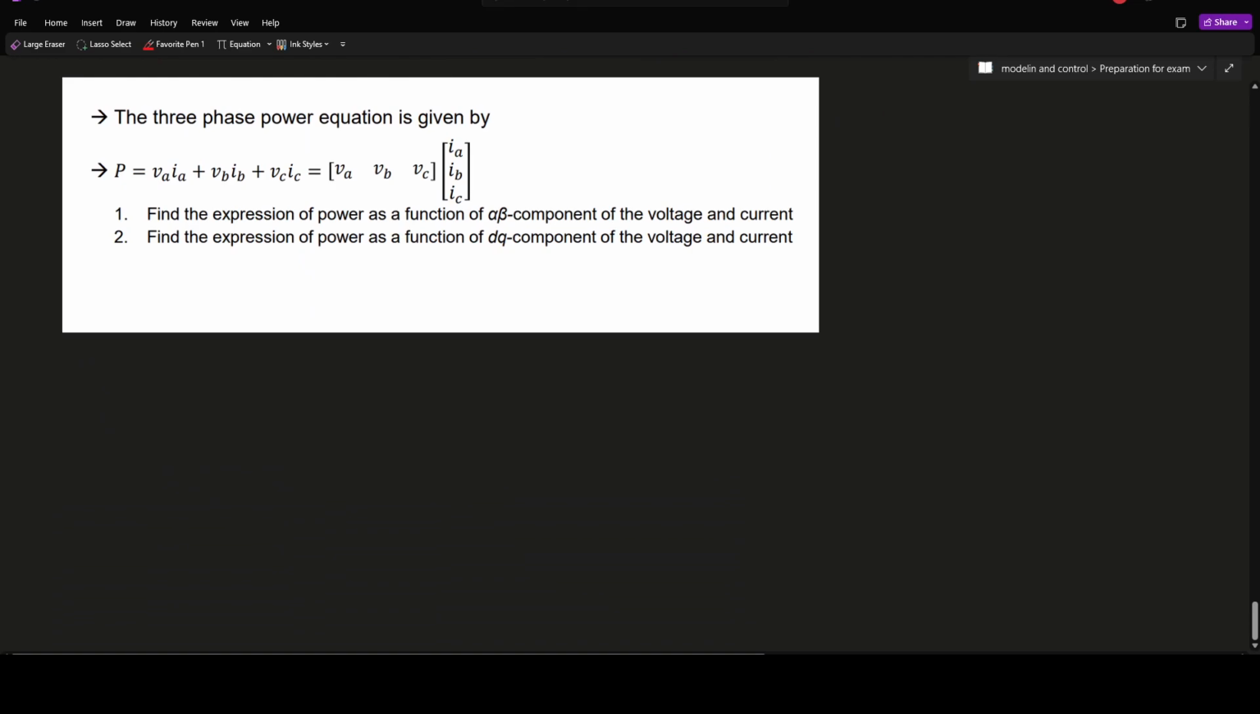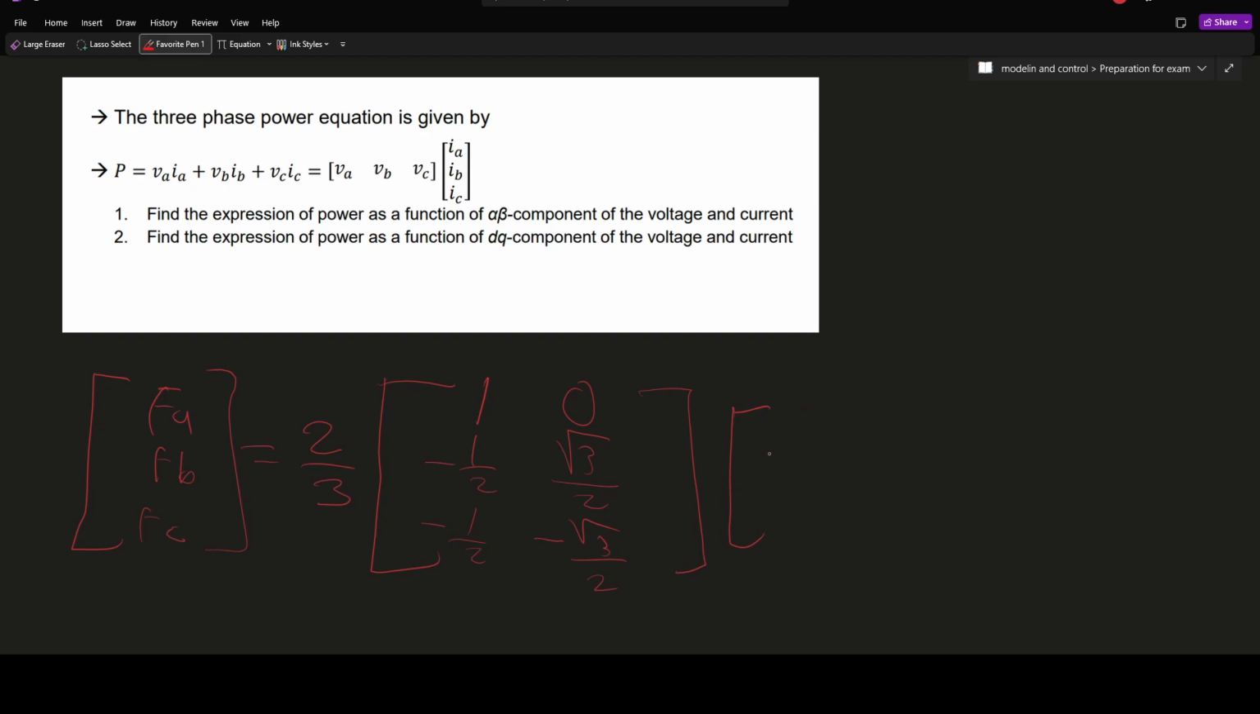Now we have this example. It is asking us to find the power expression in alpha beta component and then do it in dq component. Okay, so just as a reminder, we know that the reverse Clarke transformation when we have our phasors ABC is equal to 2/3 of 1, minus 1/2, minus 1/2, 0, square root 3 over 2, minus square root 3 over 2, multiplied. So this is our transformation matrix, and here we will have our alpha beta phasors.